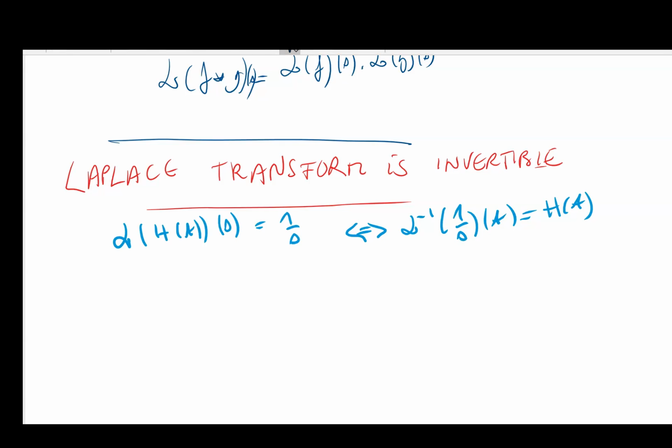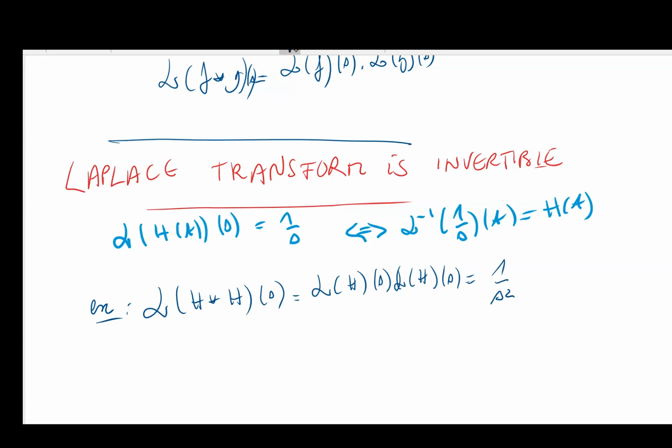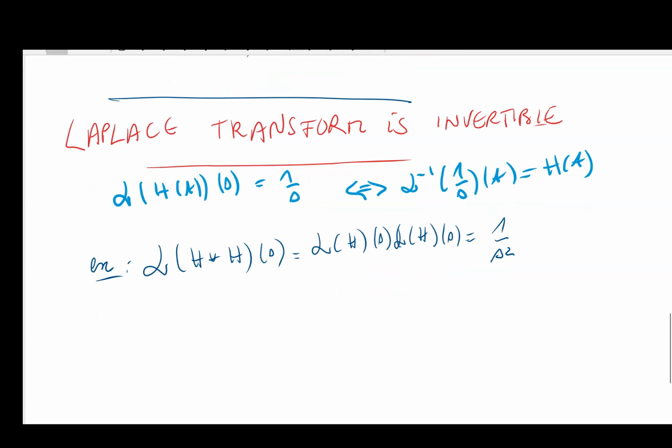Example of application of that. I know that the Laplace transform of a convolution is going to be the product of the Laplace transforms, so that we get 1 over s squared. But we've already seen some function such that its Laplace transform was 1 over s squared. We have seen earlier that the Laplace transform of t times h of t was also 1 over s squared as a function of s.